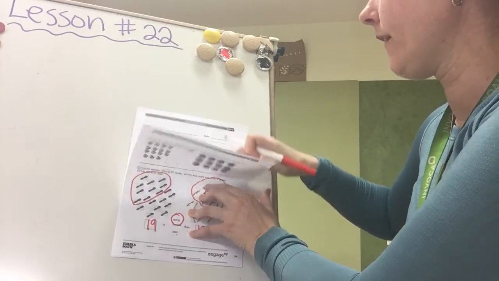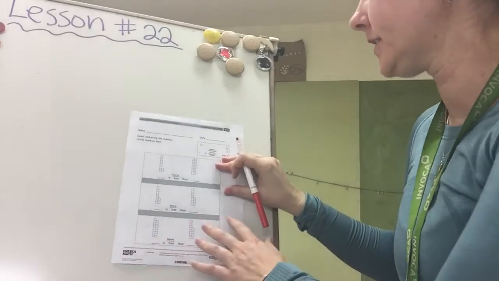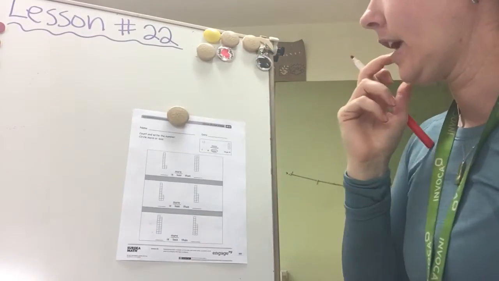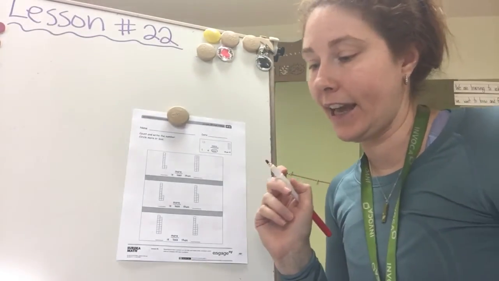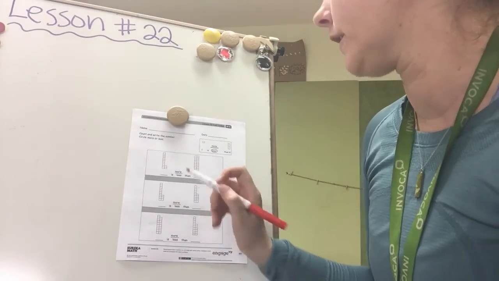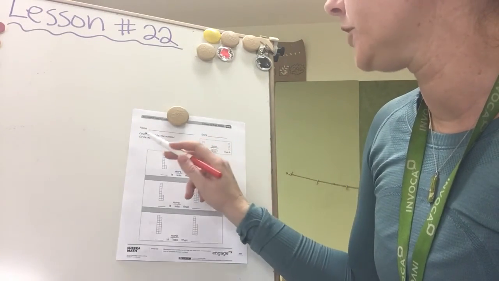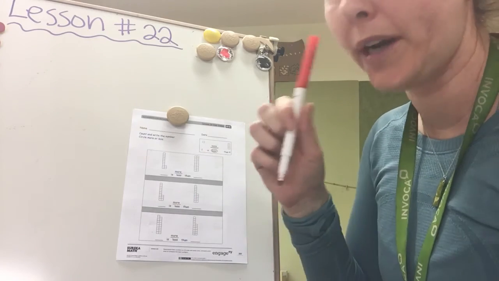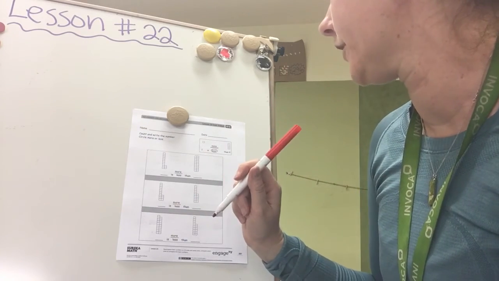And if you keep going for the bonus work, there's the exit ticket. And it's working on that sentence again, using the words more or less. Count and write the number, circle more or less. This is great reading practice, some sight word knowledge, right?